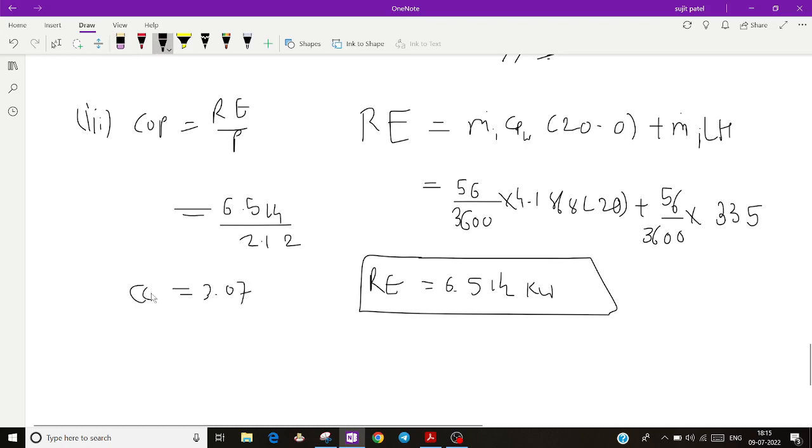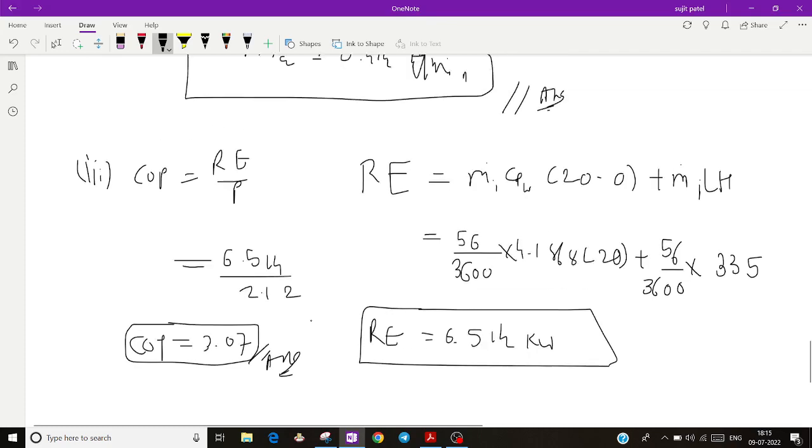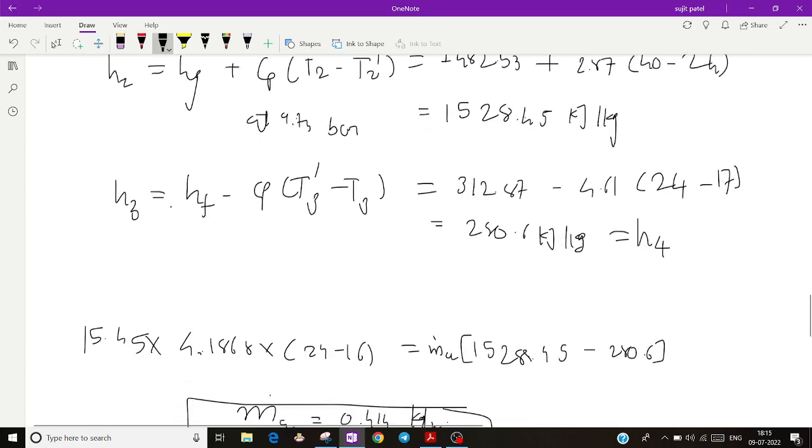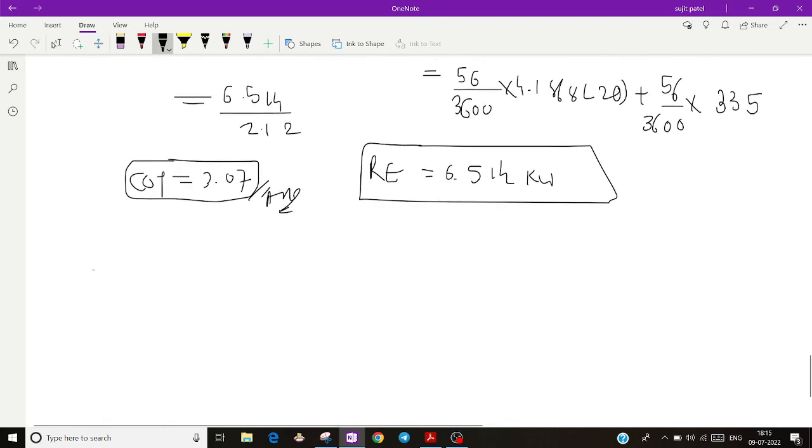3.07, that is the COP, and this is the answer of our third portion, that is, how to find COP. Now the fourth portion is the dryness fraction of the ammonia entering the compressor. So how to find the dryness fraction of the ammonia? That is X.